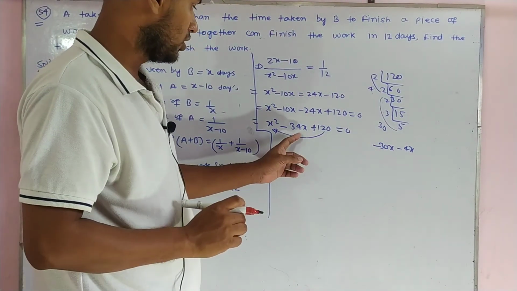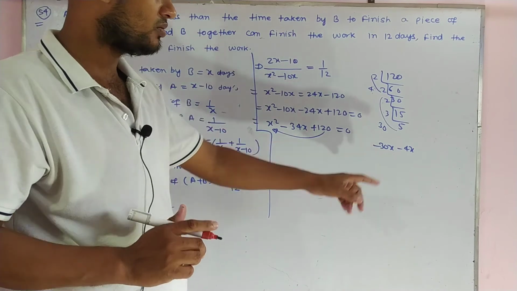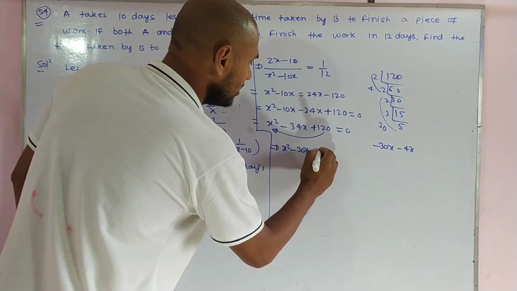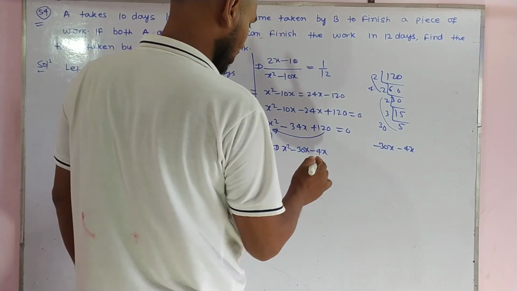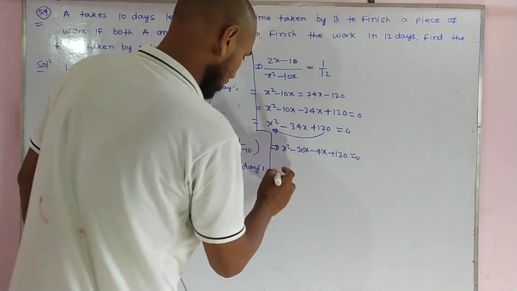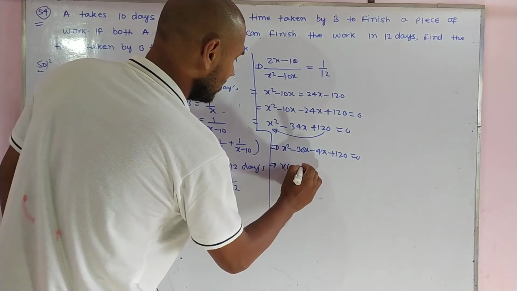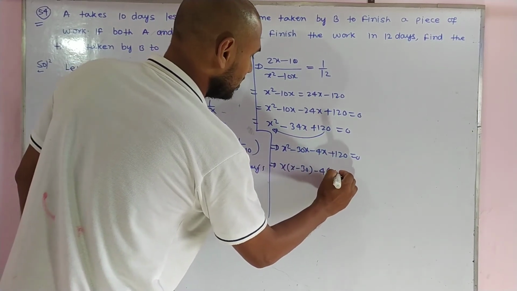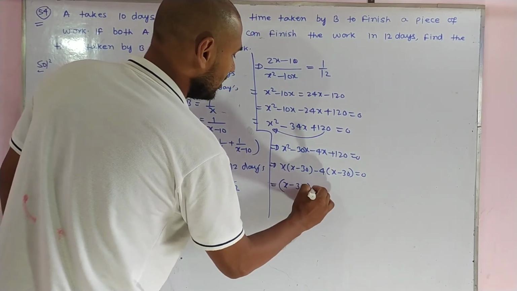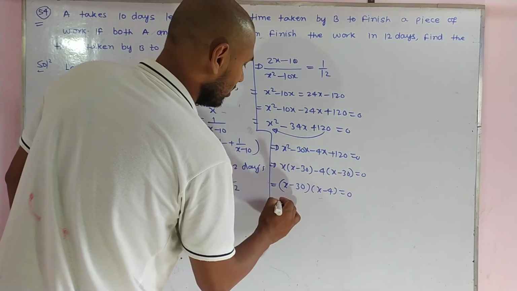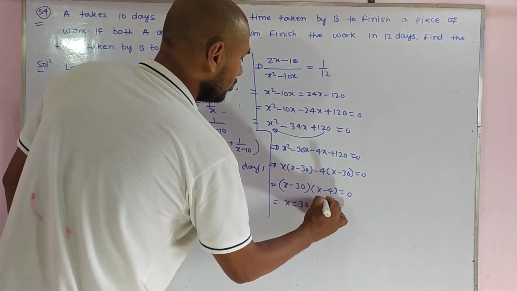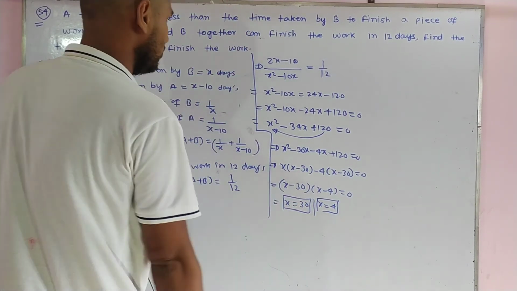So we decide to replace minus 34x by minus 30x minus 4x. Let us see here: x square minus 30x minus 4x in place of minus 34x, and plus 120 equal to 0. Okay, and from here as you take x common, you get x minus 30 minus 4. As you take common, you will get x minus 30 also, and it will be equal to 0. And x minus 30 and x minus 4 will be here, and from here x equal to 30 and x equal to how much? x equal to 4. There are two answers which are coming, x equal to 30 and x equal to 4.